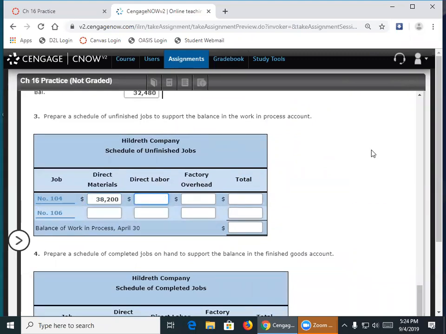So 38,200 for materials, 36,500 for labor, and then I calculated overhead as 9,520. It was $40 per machine hour, so I took machine hours times 40. Then I would just add that up. Job 104 costs are 84,220.